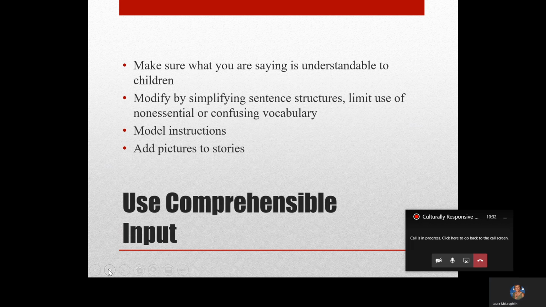So when we say use comprehensible input, make sure what you're saying is understandable to children. Modify by simplifying sentence structures. Limit the use of non-essential or confusing vocabulary. Model instructions and add pictures to stories.